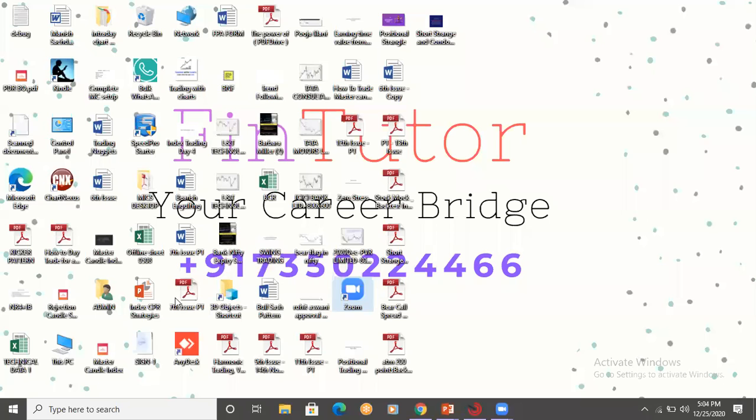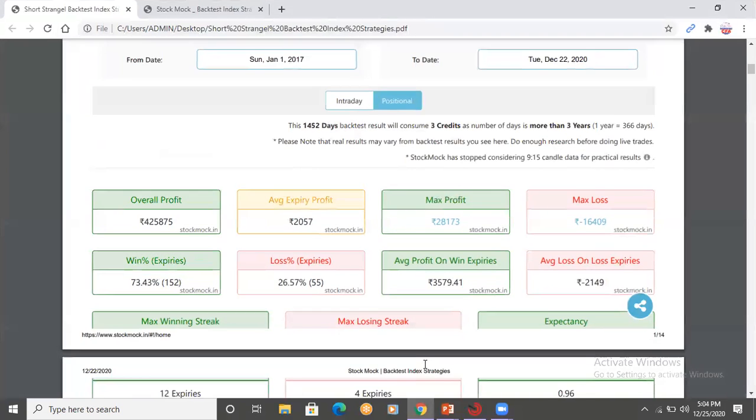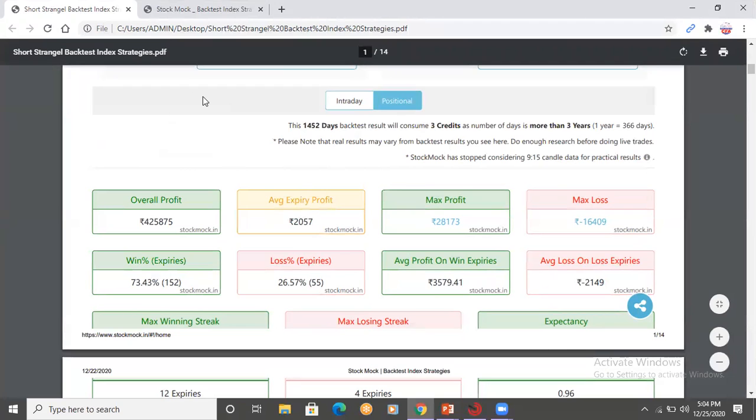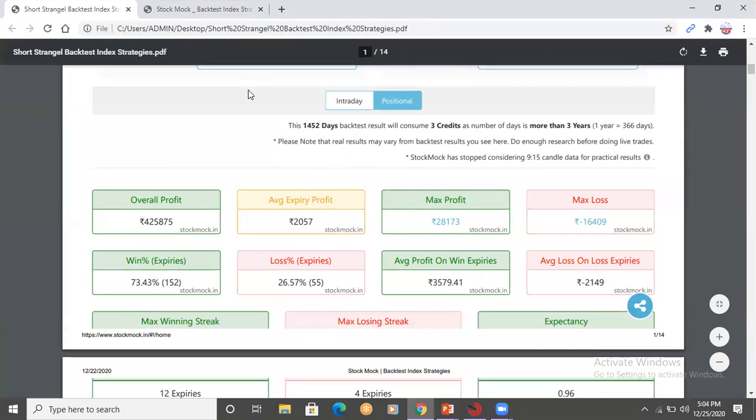Now, let me show you the backtesting result. Let's say you are designing this strategy practically in the live market in Bank Nifty, then this is the backtesting report. We have backtested this strategy for the last 4 years, from January 1st, 2017 till 22nd December 2020. So we have backtested this short strangle strategy in Bank Nifty for the last 4 years. And here is the result.